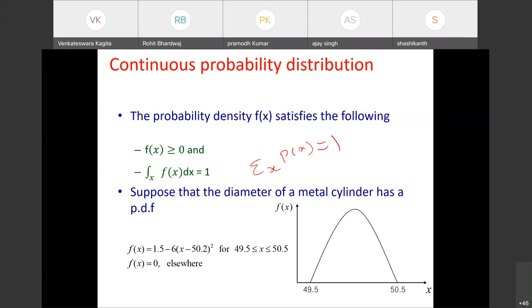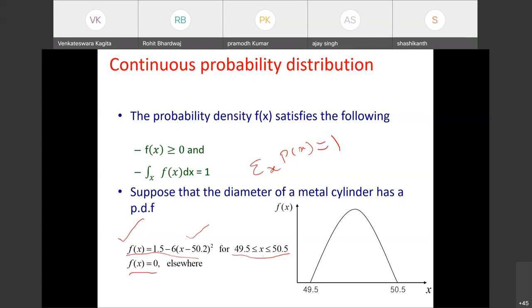Suppose that the diameter of the metal cylinder has the following probability distribution. This is how you represent the diameter of the metal cylinder using the probability density function. If the random variable is between 49.5 and 50.5, this is how it is distributed. If it is elsewhere, it is zero. It means there is no cylinder with a diameter less than 49.5 or greater than 50.5. And this is the distribution of the cylinders within the range of 49.5 to 50.5.